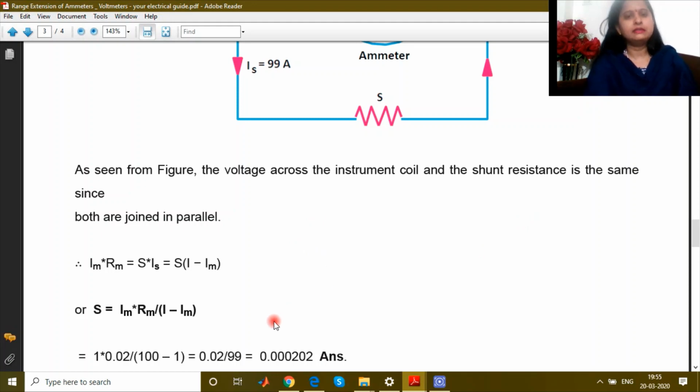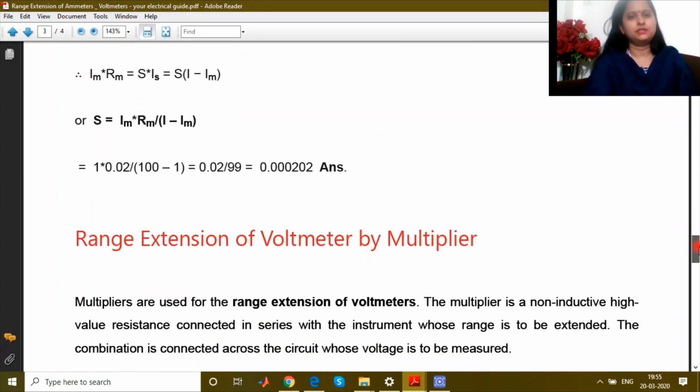then the ammeter will measure the current up to 100 ampere, rather than its range of only 1 ampere. So the range can be extended to 100 ampere from 1 ampere by connecting a resistance of this value, 0.000202 ohm, in parallel with that ammeter. So this is called the extension of range of ammeter.